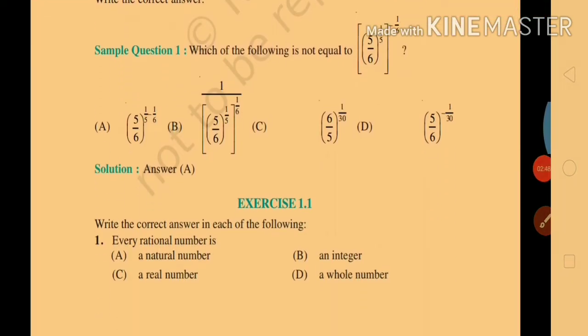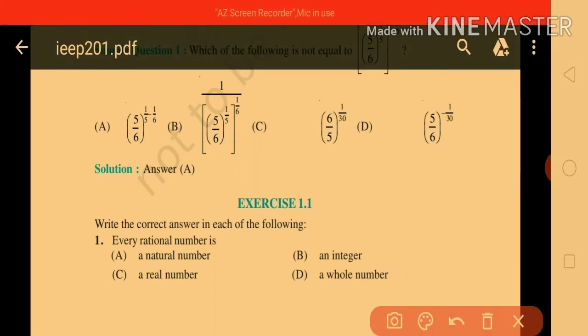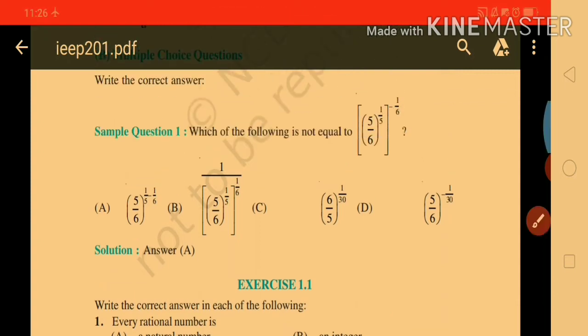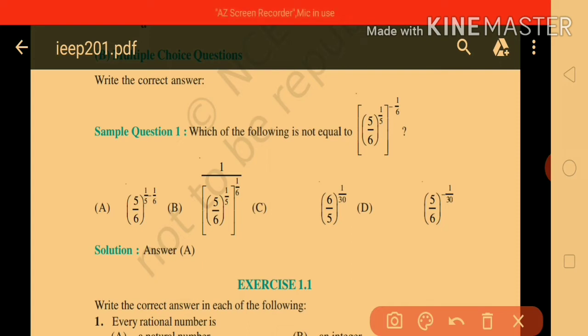Now come to this question, which of the following is not equal to? So we have to find not equal to. So at first we will solve this. Here you have given 5 by 6 raised to power 1 by 5 and minus 1 by 6. This is the case when we have the same base with a double power, means two powers are there. So at first we will multiply the powers.